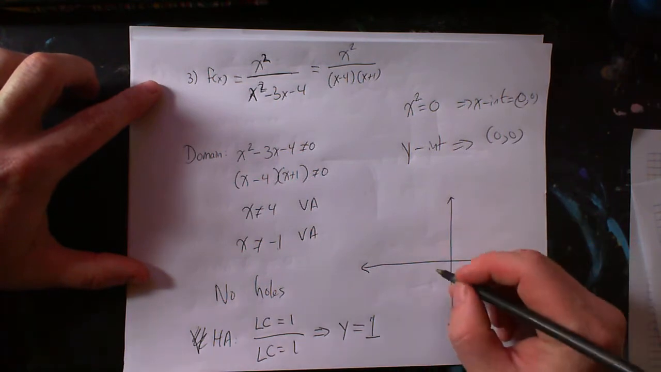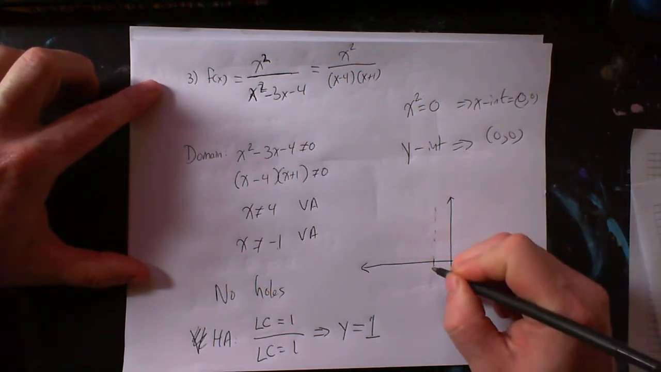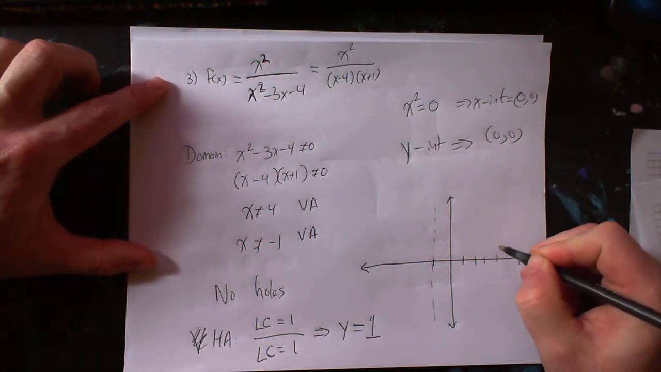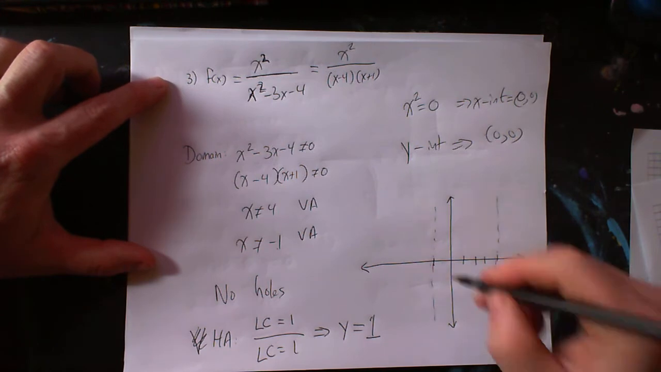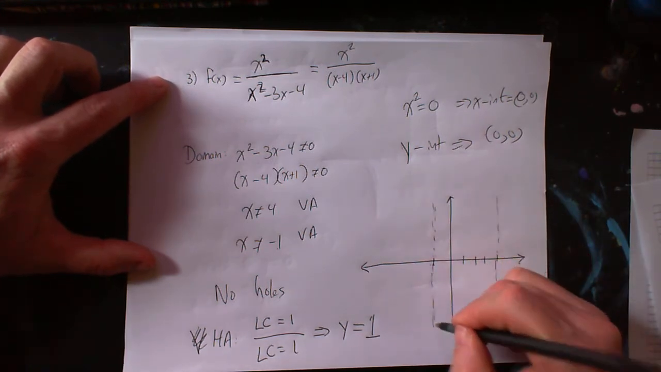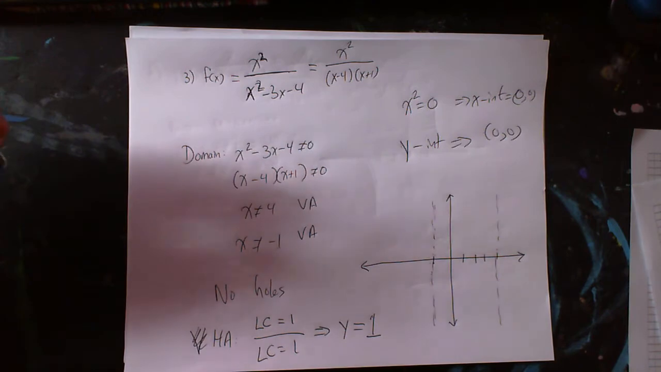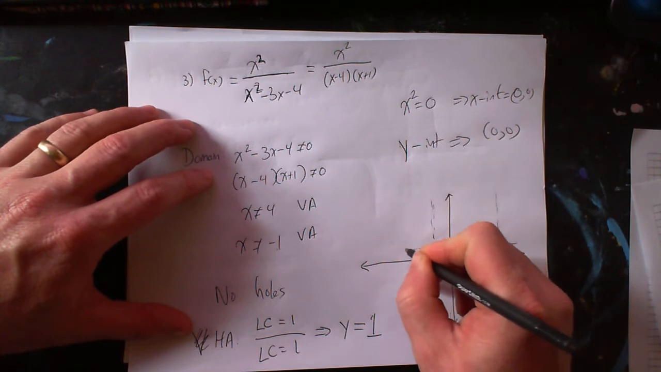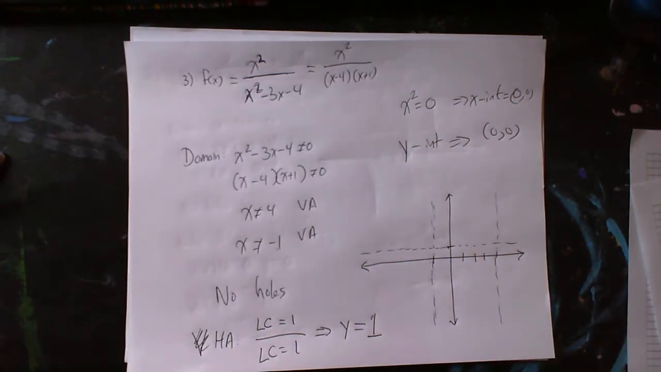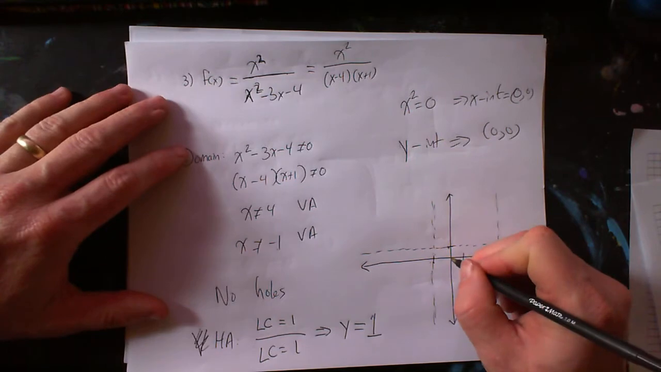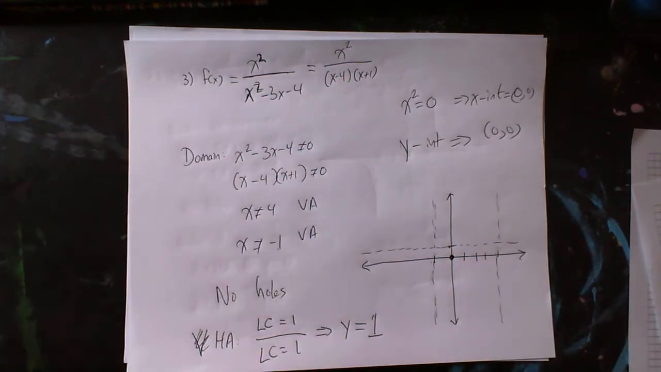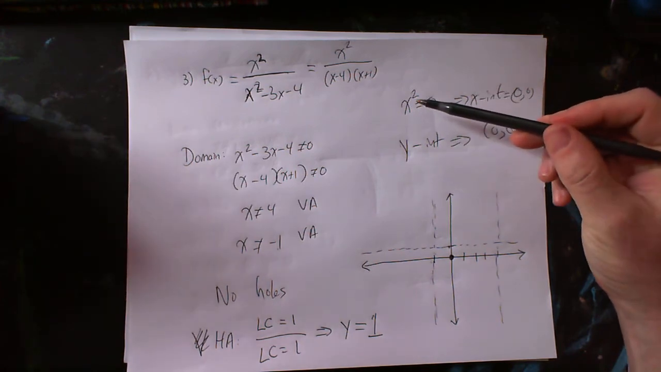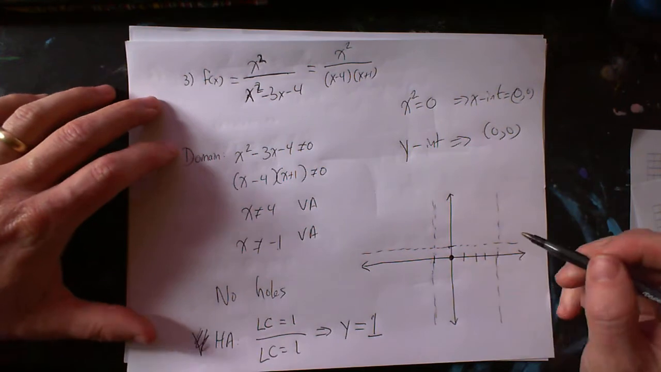We have a vertical asymptote at negative 1. We have a vertical asymptote at 1, 2, 3, 4. We have a horizontal asymptote at 1. And we have an x-intercept at 0, 0. Now, notice this x-intercept is degree 2, so it's going to bounce.